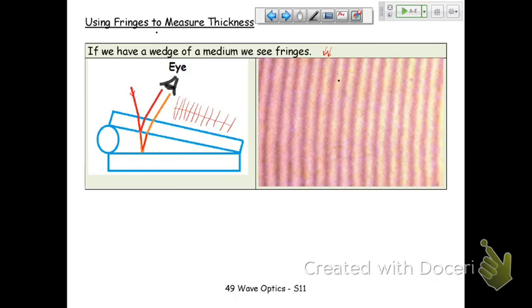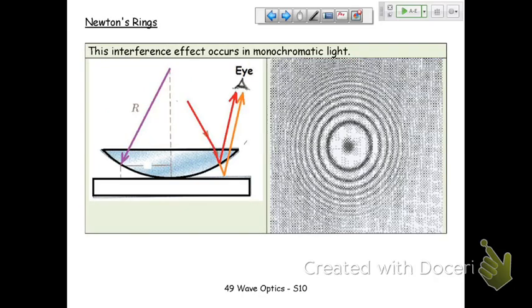Now here's the thing. I can interpret that distance there as being a certain difference in height because I'm measuring path difference. So I can begin measuring distances in terms of the wavelength of light, which can be really small. So I can use light as a ruler using this technique. It's really incredibly good. And I can use it for stuff like this.